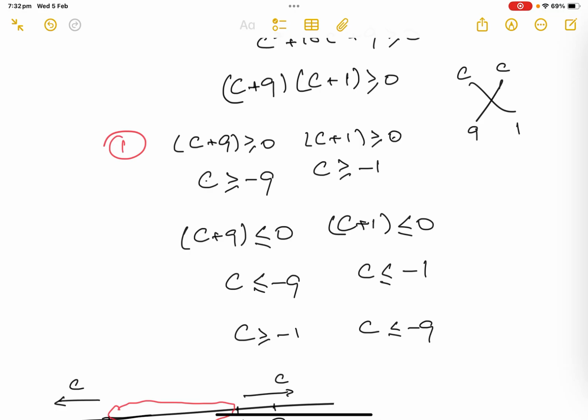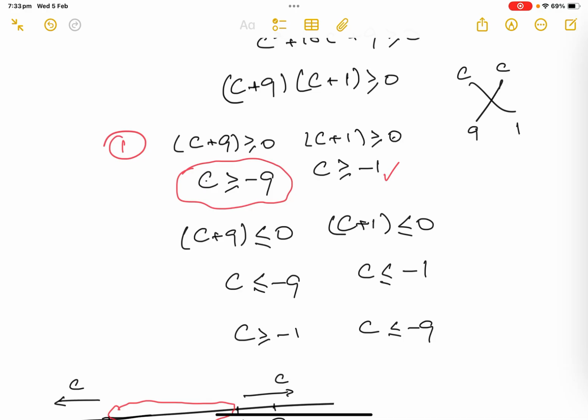From that, c greater than or equal to minus 9, and from the other one, c greater than or equal to minus 1. If c is greater than minus 1, it definitely is greater than minus 9, so we leave that out. All we need is c greater than or equal to minus 1.